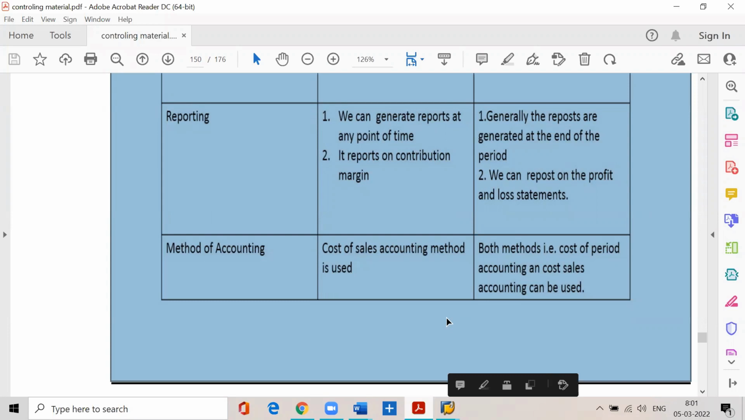Now, this sum is compared with the total cost of producing 1 lakh units. Are you getting the point? That means in the case of period accounting, the profits are understated.